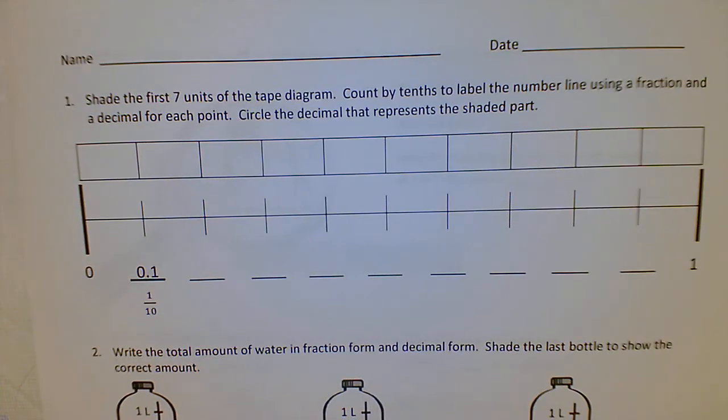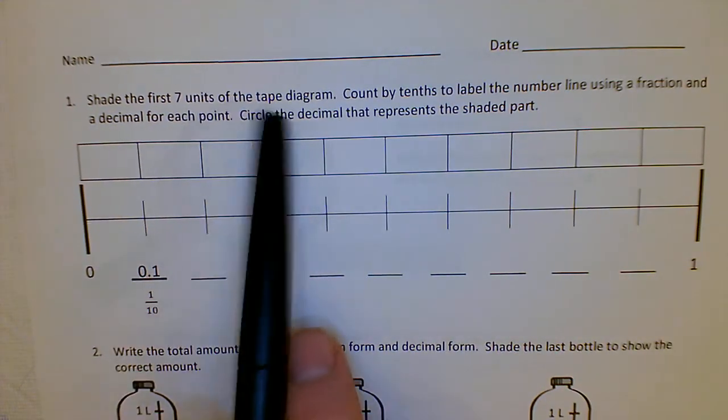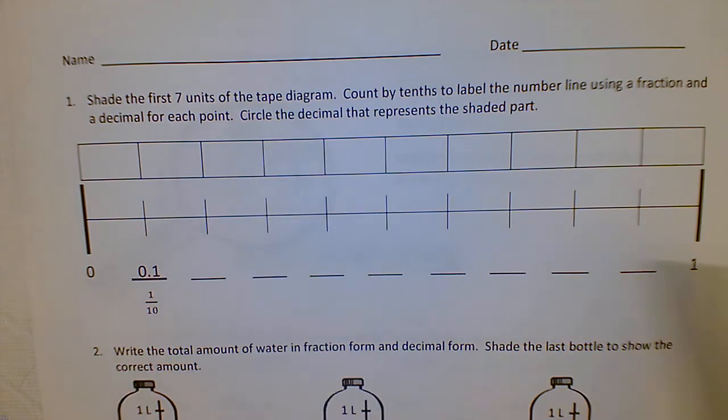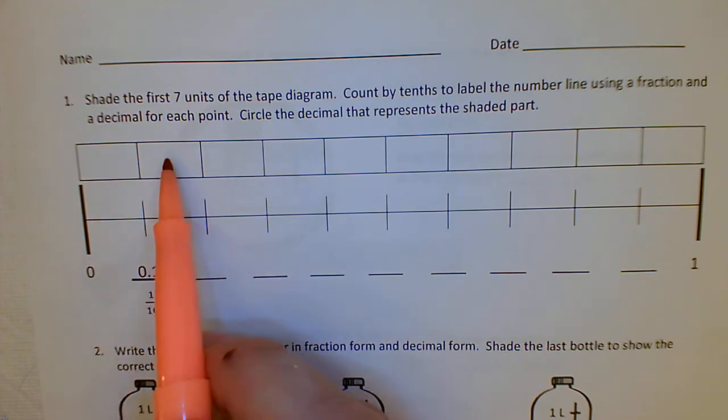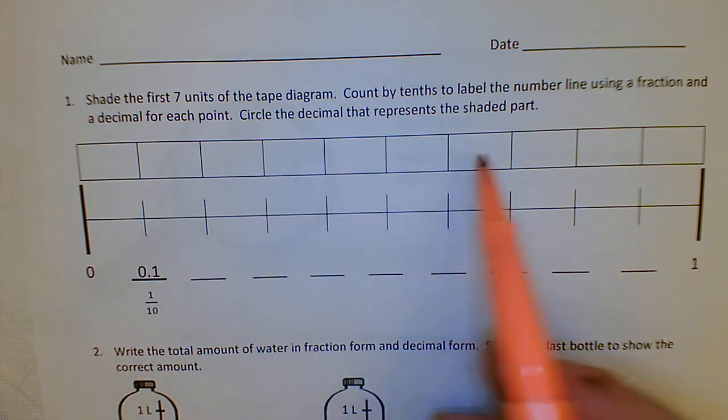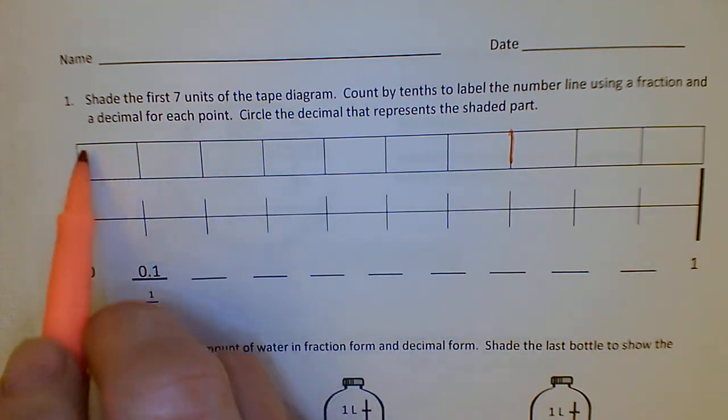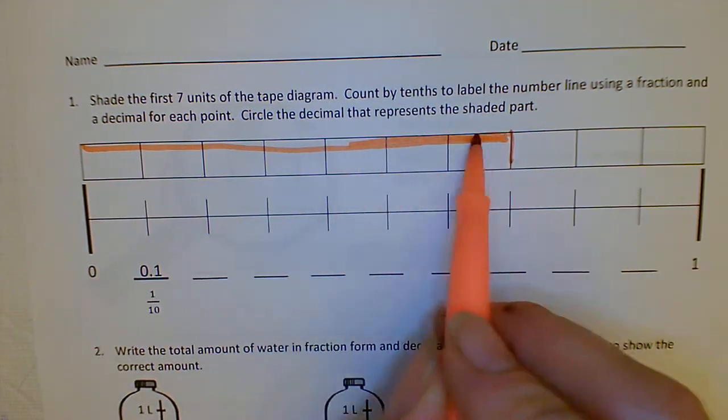Okay, so this says shade the first 7 units of the tape diagram. So let's do that. So here's my tape diagram, and I'm going to shade 1, 2, 3, 4, 5, 6, 7. So I'm going to shade up to here. And I'm going to do an orange just to make it pop.